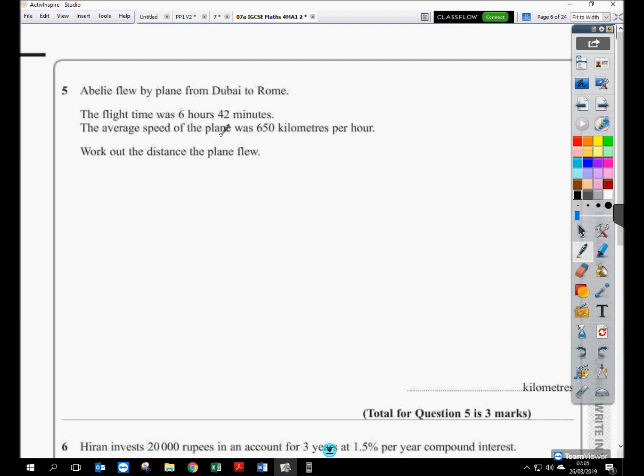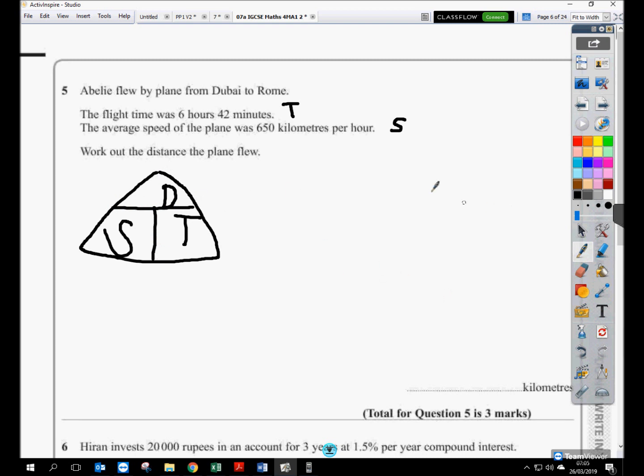Okay, so flight to Rome. The flight time was 6 hours and 42 minutes. So we have the time, we have the speed, working out the distance. So the formula is sausages don't talk, SDT. To work out distance, we need to do speed times time.